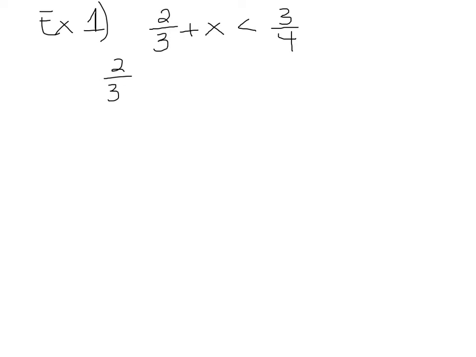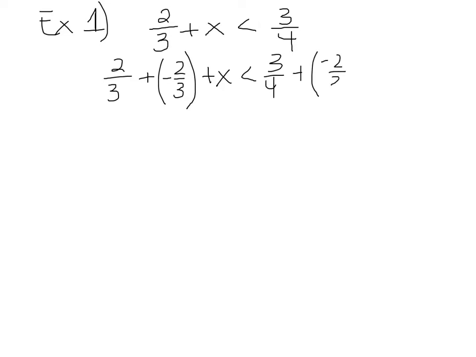So we're going to write this as 2/3 plus negative 2/3, or you could always write 2/3 minus 2/3, plus x is less than 3/4 plus negative 2/3. Remember, anything you do to one side of the inequality, you have to do to the other side of the inequality. So here we have our 2/3 plus our negative 2/3. Those are going to add together to equal 0.